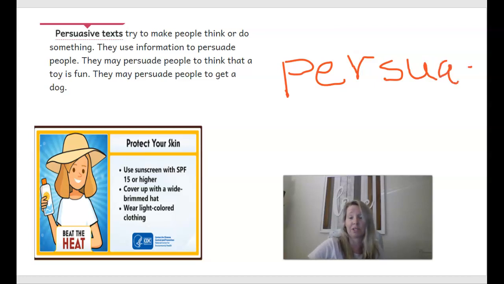So if I was going to persuade you to wear sunscreen, I could make a picture and I could tell you how to use sunscreen and how to protect your skin. Okay? So persuasive texts, they try to make people think or do something. They use the information to persuade people. They might persuade people to think that a toy is fun, or they may persuade people to get a dog. There's different types of persuasive text, but the main thing to remember is a persuasive text is going to be followed by reasons. Not only are you going to tell somebody that you think they should do something, but you're going to give them reasons to back that up.